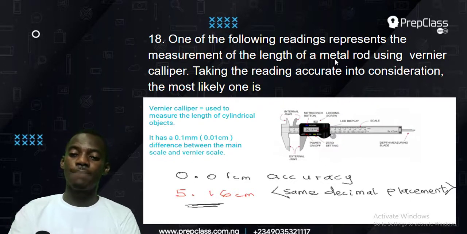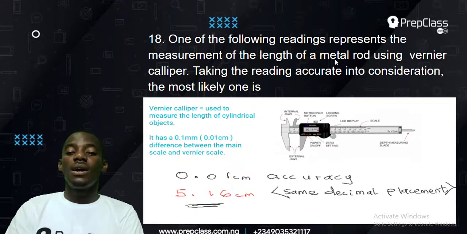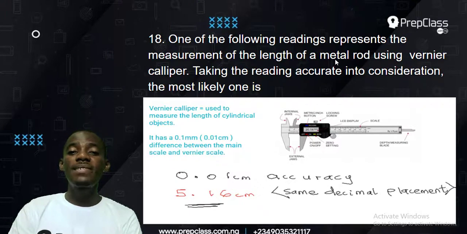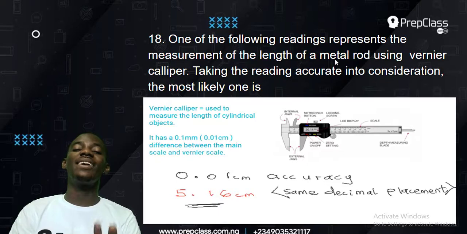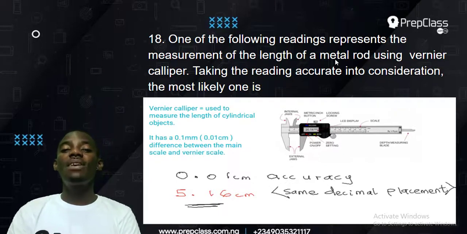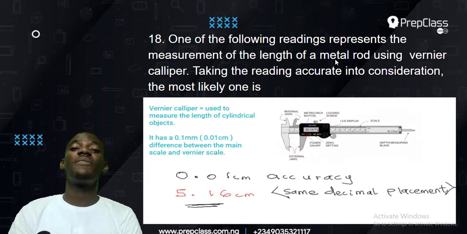That is the diagram. Now, since it has a 0.01 centimeter accuracy, that accuracy will give you the hint of the way the answer will be. You know it has a main scale and a vernier scale, right? So the first answer in a caliper is the answer of the main scale, while the one that comes behind is the answer of the vernier scale.